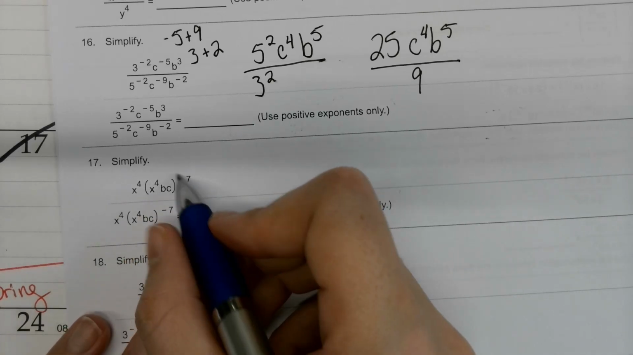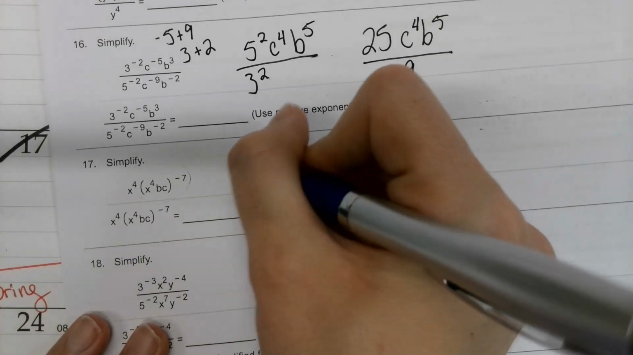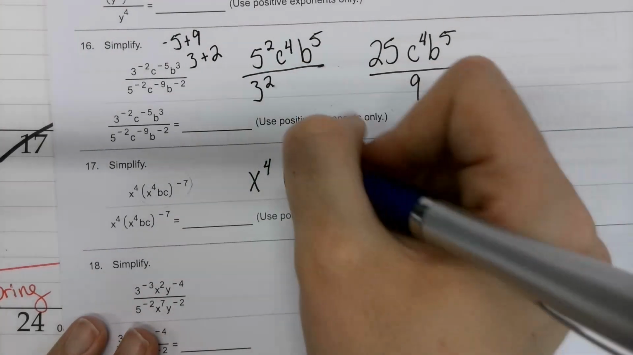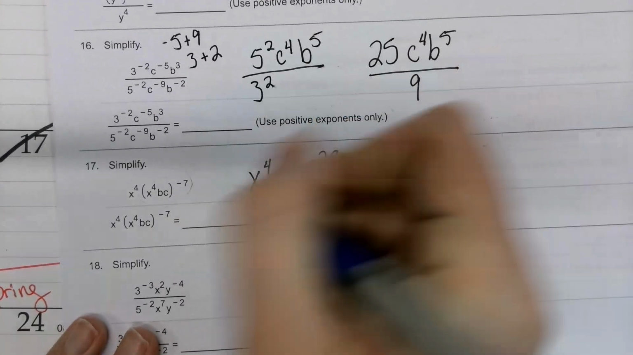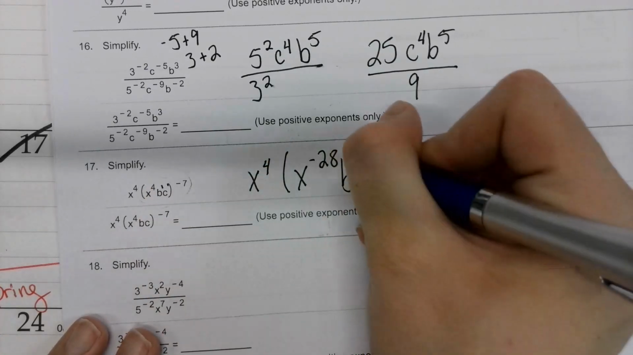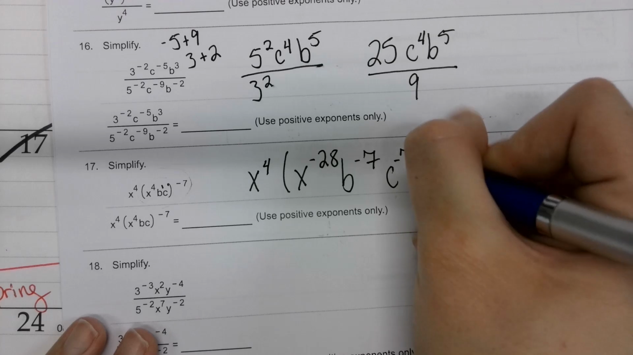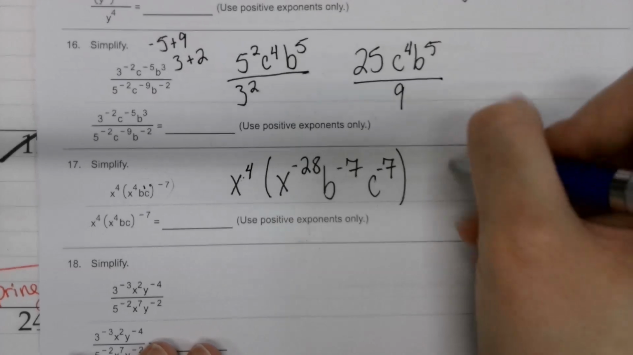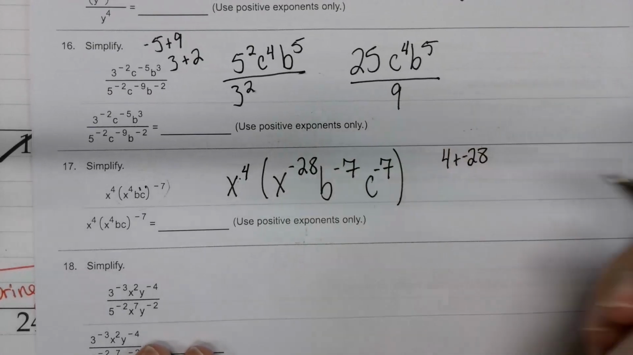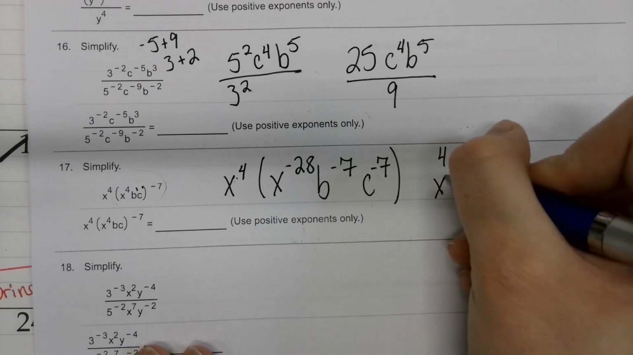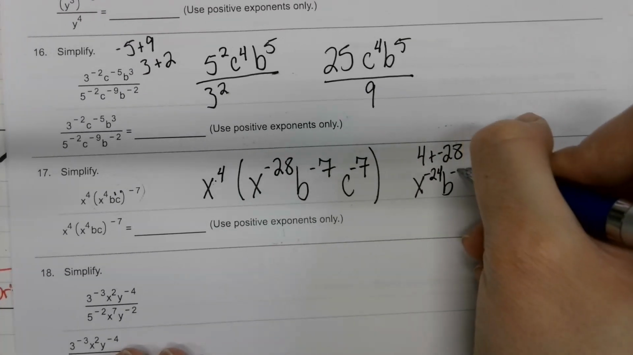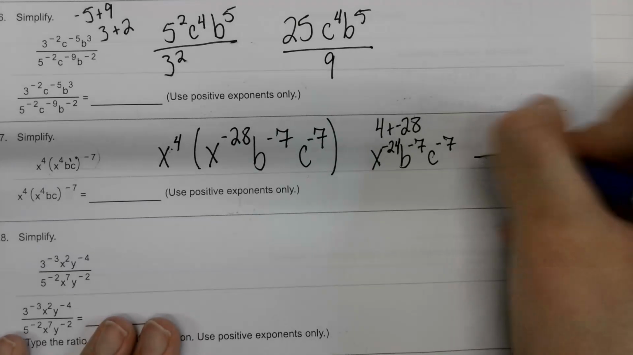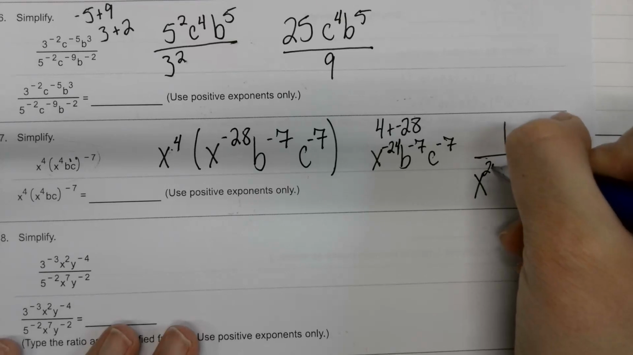Here we go. First I need to do everything in here to that power, so I'm going to have x to the 4th. Then 4 times that negative 7 would be negative 28. And then remember, these have 1s, so b to the negative 7th, c to the negative 7th. Then I'm going to combine these two. So 4 plus negative 28 would be negative 24. So I have x to the negative 24th, b to the negative 7th, c to the negative 7th. And I'm going to write that using positive exponents. So I'm going to put them all under 1 and take away that negative.